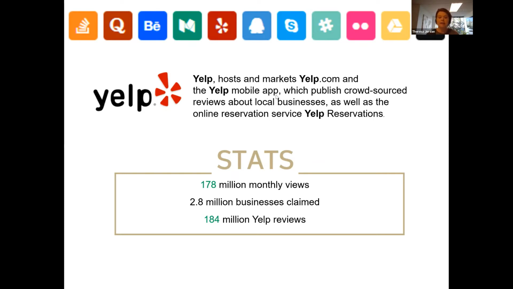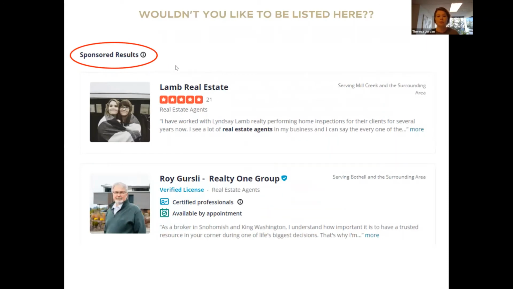As a real estate agent, you can go in and sponsor. So when you go to Yelp and look up real estate agent in Snohomish, hoping that you see yourself there, the very first list of people you're going to see are sponsored agents. So Lamb Real Estate here and Roy from Realty One, these guys are paying Yelp to be at the top of the page. What's really interesting is that from the last time I did this class to now, there used to be 2 agent sponsors in an area. Now I'm seeing 6 or 7.